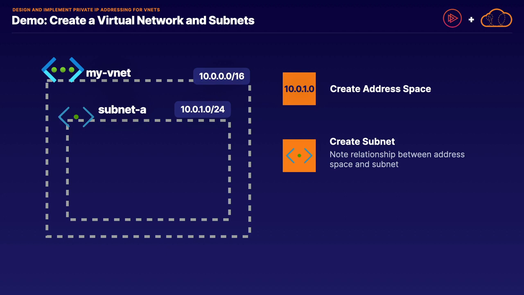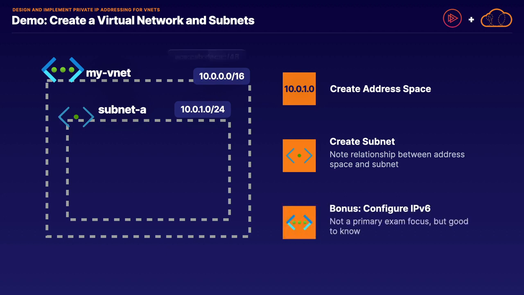And then after we create our subnet, we're also going to do a little bit of a bonus in which we're going to configure IP version 6 in our virtual network as well by adding on an additional IPv6 address space in addition to the IP version 4. Keep in mind, this is not going to be a primary exam focus, but I think it is pretty good to know. With that, let's go ahead and jump over to our Azure Playgrounds and get started.